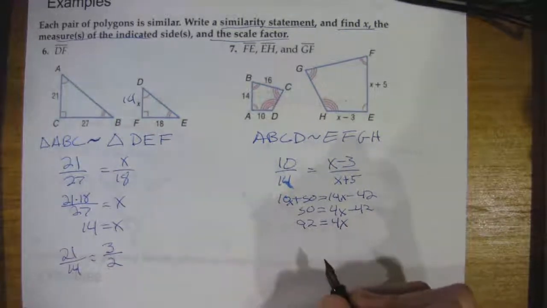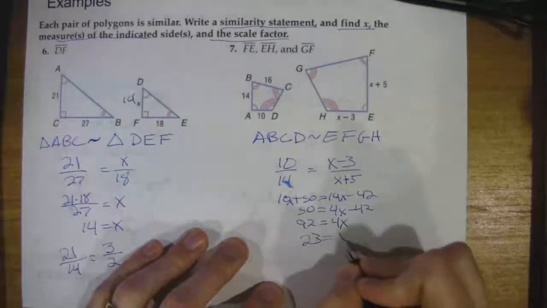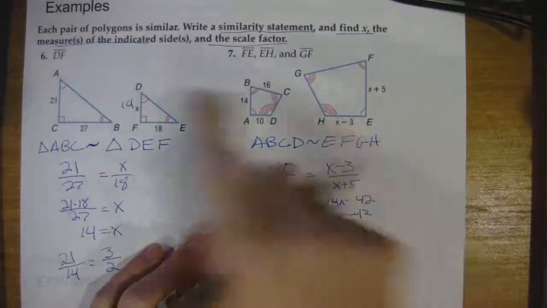And then all we got to do is take 92 and divide it by 4. That gives me 23 for x. Awesome. So we found x. In this case, though, we're going to have to take x and plug it in to find our missing side.